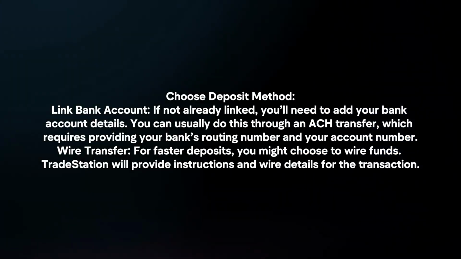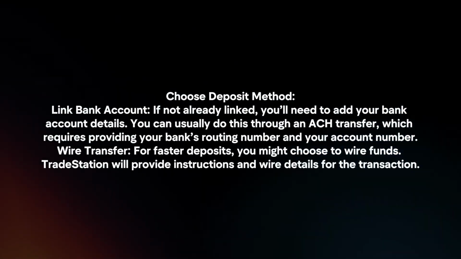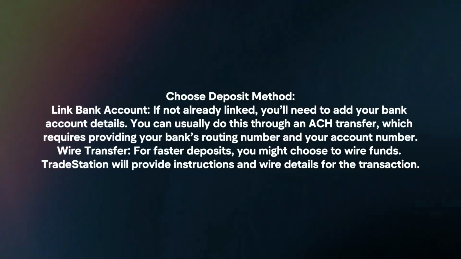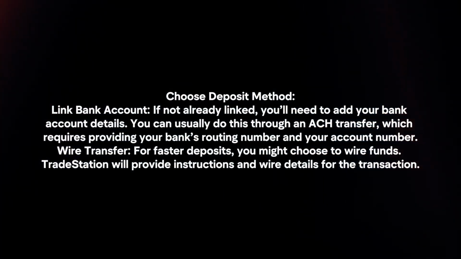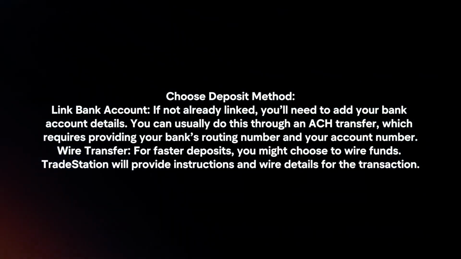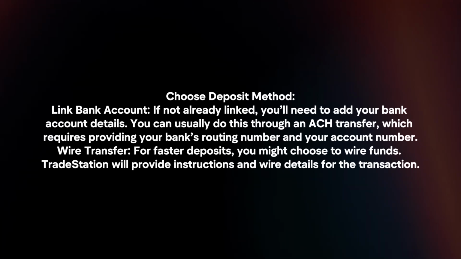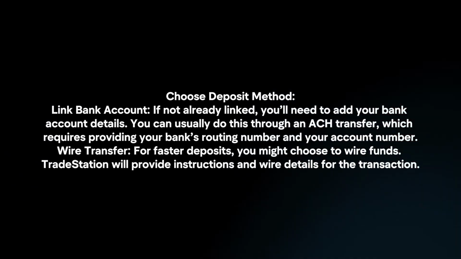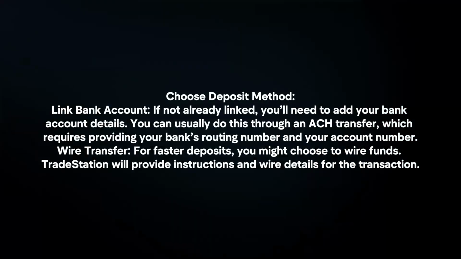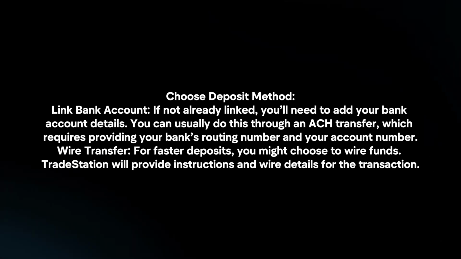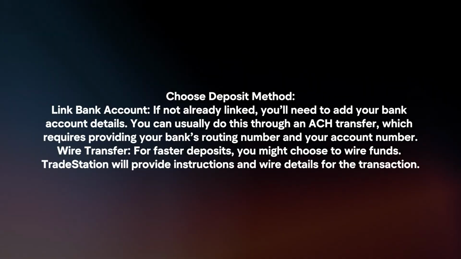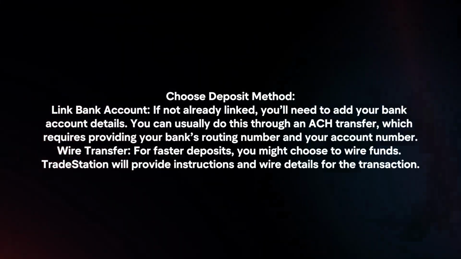Choose Deposit Method. Link bank account. If not already linked, you will need to add your bank account details. You can usually do this through an ACH transfer, which requires providing your bank's routing number and your account number. Wire transfer. For faster deposits, you might choose to wire funds. TradeStation will provide instructions and wire details for the transaction.